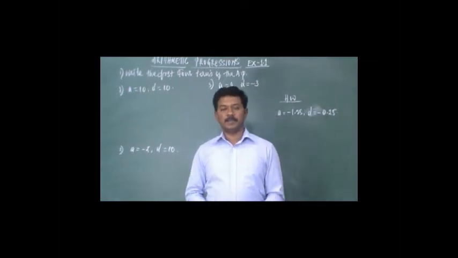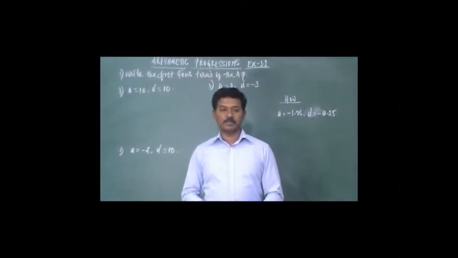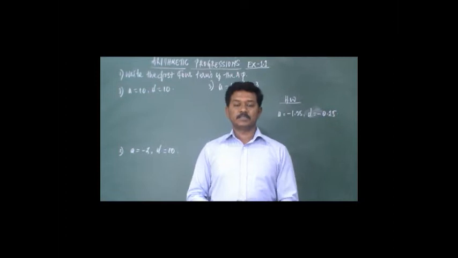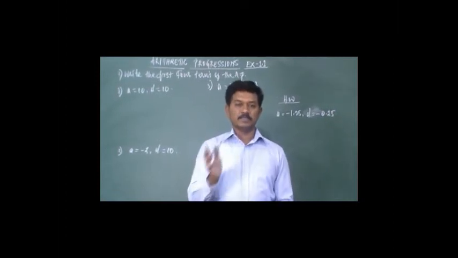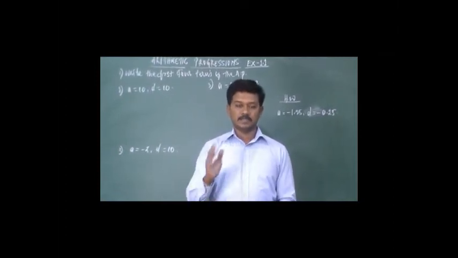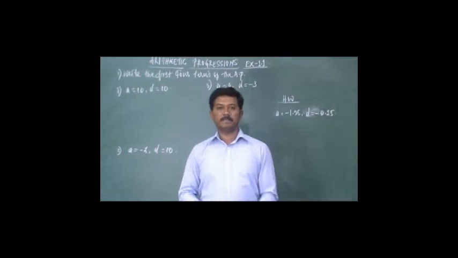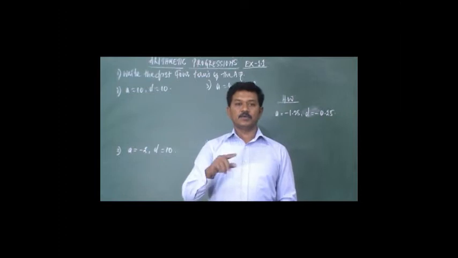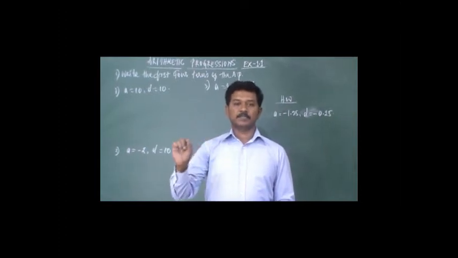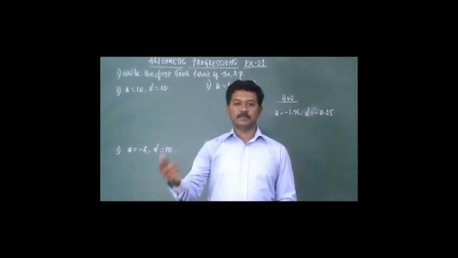So, what is an AP? An arithmetic progression is a type of sequence in which the difference between a given term and its preceding term is always a constant. So, that's an AP. And coming to the nth term of an AP, an is equal to a plus n minus 1 into d is the nth term of an AP.